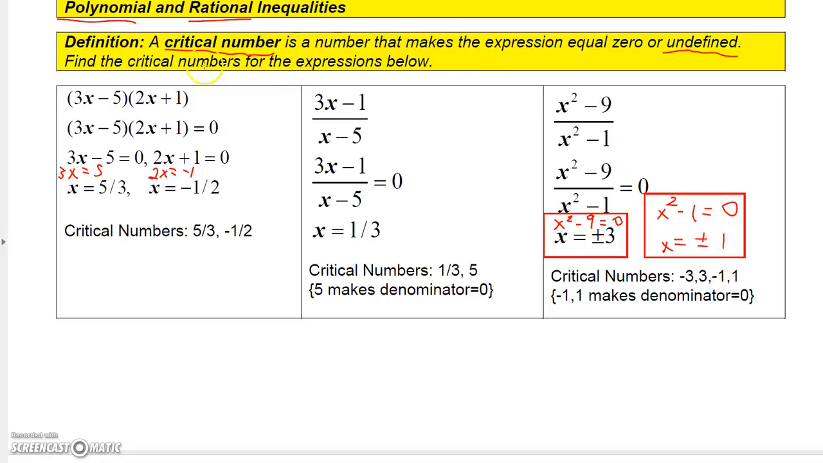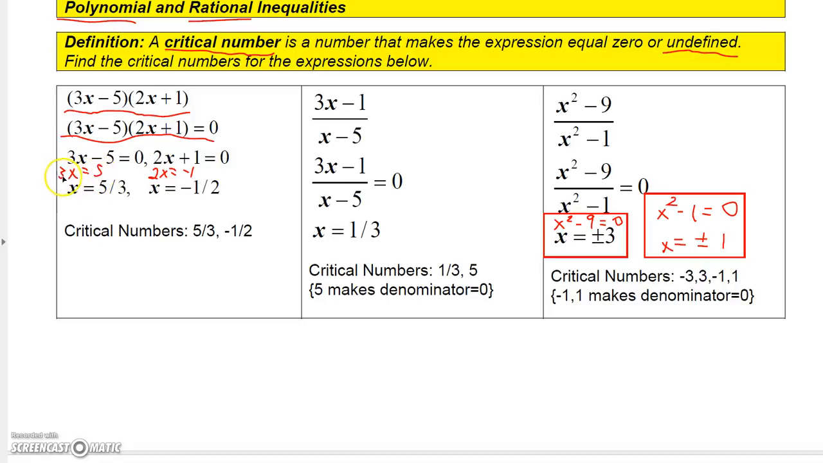So let's say you had a polynomial that factored into 3x minus 5 and 2x plus 1. Well, to find the critical numbers, you would want to know when this polynomial equals 0. So you would set that polynomial equal to 0. And remember, the only way that it can be 0 is if 3x minus 5, the first factor, is 0, or 2x plus 1, the second factor, is 0.